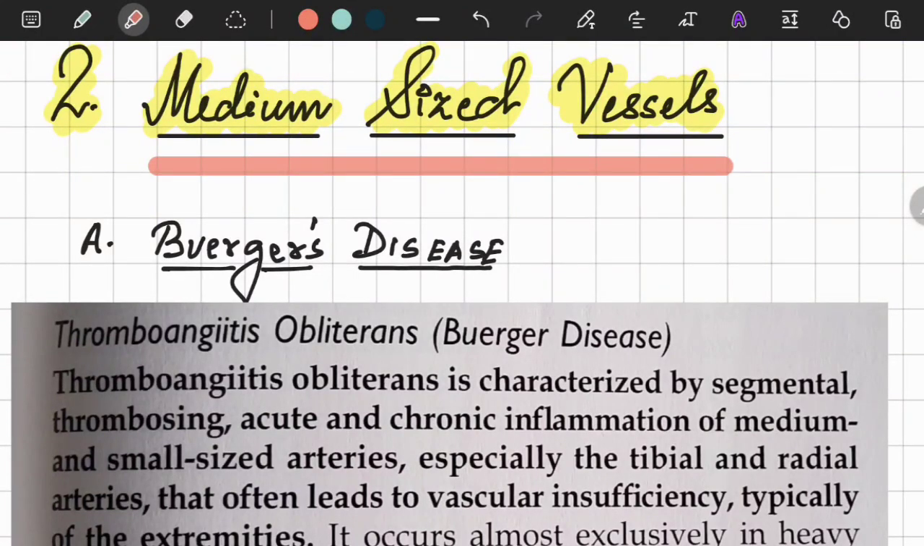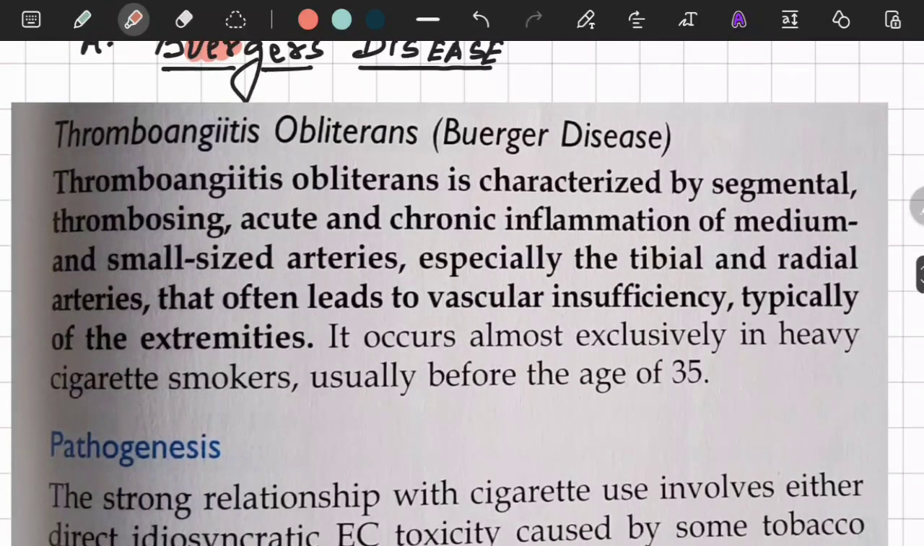The first one is Buerger's disease. You can pronounce it as Buerger's disease, but remember the spelling, it is Buerger's, because there's another disease which we will come to in subsequent videos maybe, which is literally spelled as a burger. Now, thromboangiitis obliterans is another name for Buerger's disease.